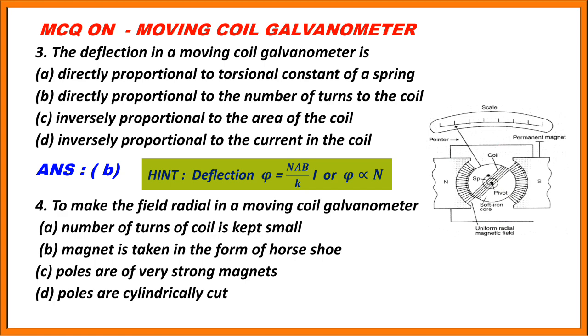Now question 4. To make the field radial in a moving coil galvanometer, the number of turns of the coil is kept small, the magnet is taken in the form of a horseshoe, poles are of very strong magnets, or poles are cylindrically cut. The correct answer is option D.